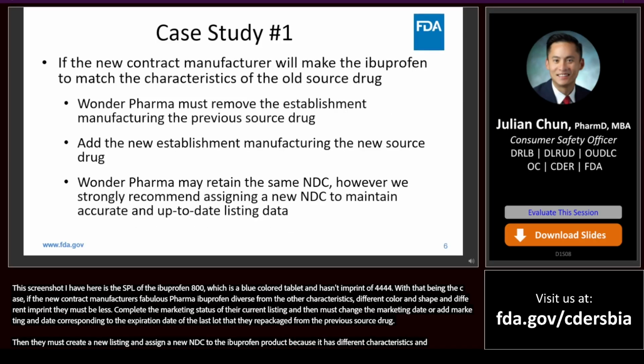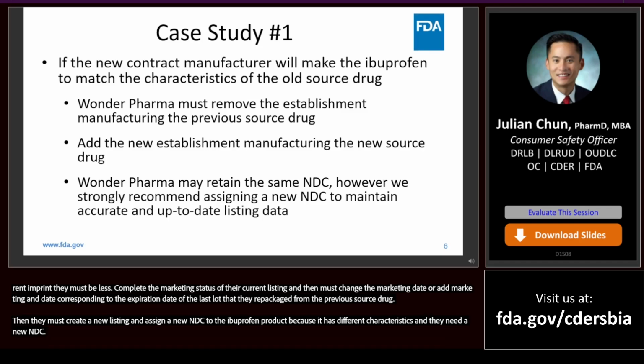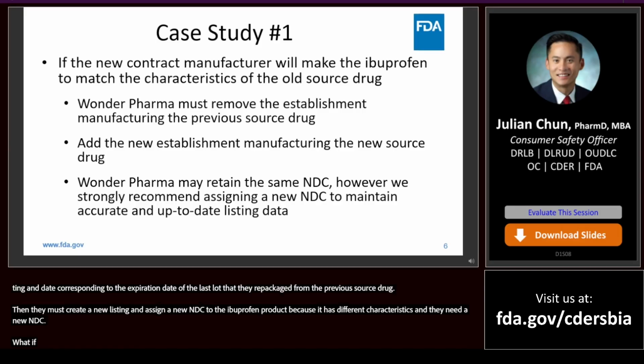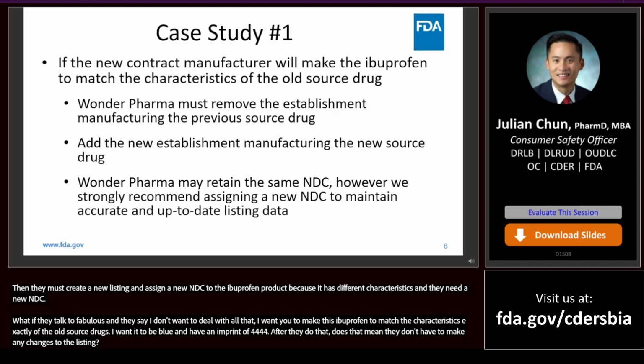Well, what if they talk to Fabulous and they say, "Hey, I don't want to deal with all that. I want you to make this ibuprofen to match the characteristics exactly of the old source drugs. So I want it to be blue. I want it to have an imprint of 4444." Well, after they do that, does that mean they don't have to make any changes to the listing? Well, no, they would still have to make updates.